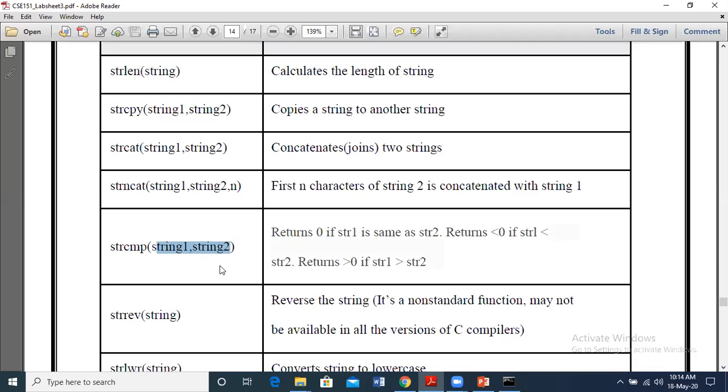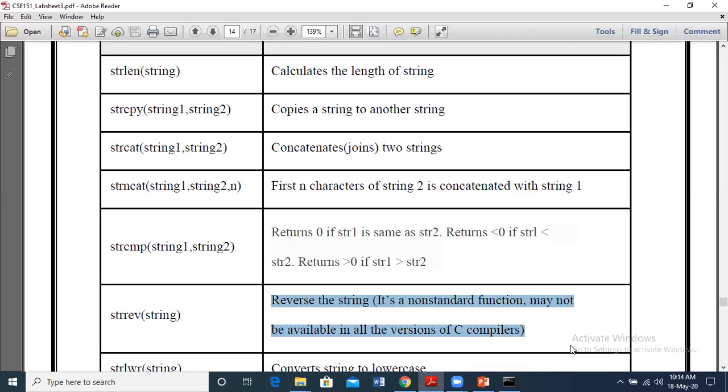Okay. Then we have string reverse. This is to reverse the string. So if we give computer, it will reverse it, so the first letter, instead of C, becomes R. Okay, so it will reverse the string, but this is a non-standard function. What does that mean? It is not available in all compilers. So certain compilers will not support this.